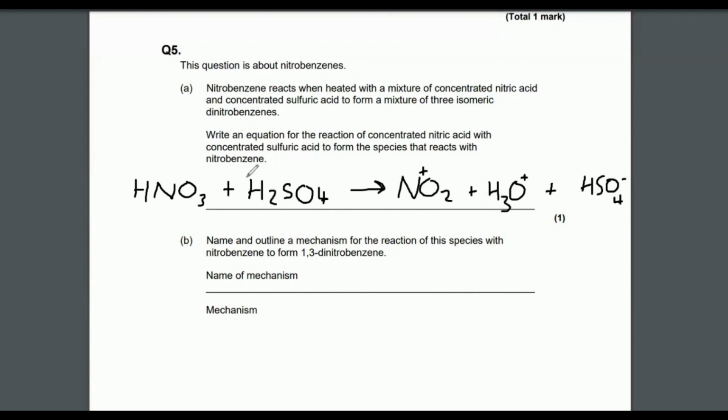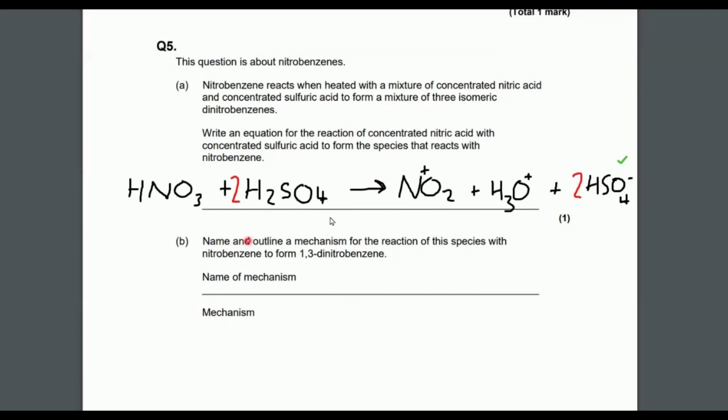There we go. We just need to balance it up. I've got three hydrogens on the left and four on the right. So I'm going to need to make five over here, and then I can put a two there, and that's going to make five in total on the right. So we're now balanced for hydrogens and we can get on with the next part of the question.